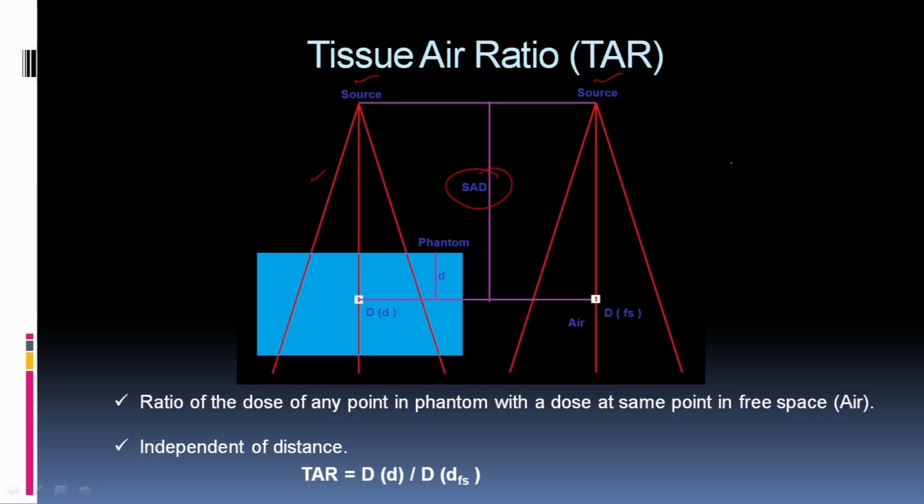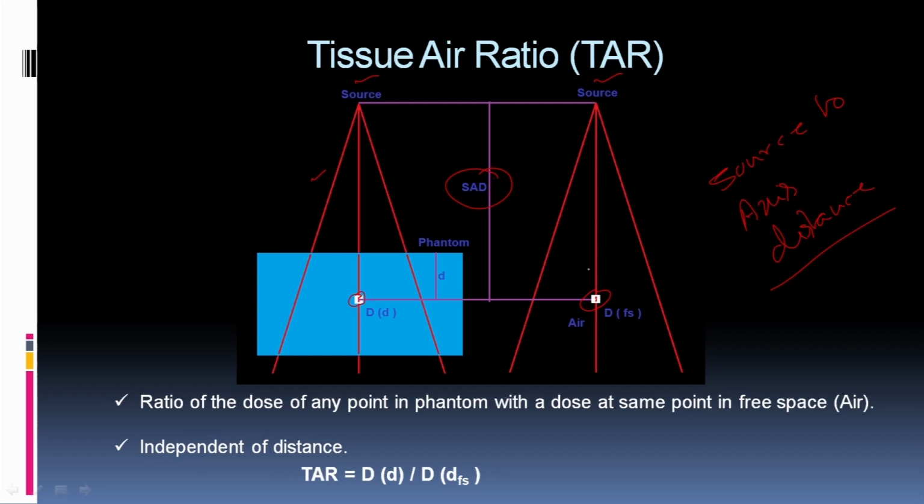This is a new terminology. This is source to axis distance. This distance is fixed for each machine, and this SAD, source to axis distance, may be 80 centimeter or maybe 100 centimeter as per the equipment, or as per our requirement. So the point of measurement distance is the same with the same setup.